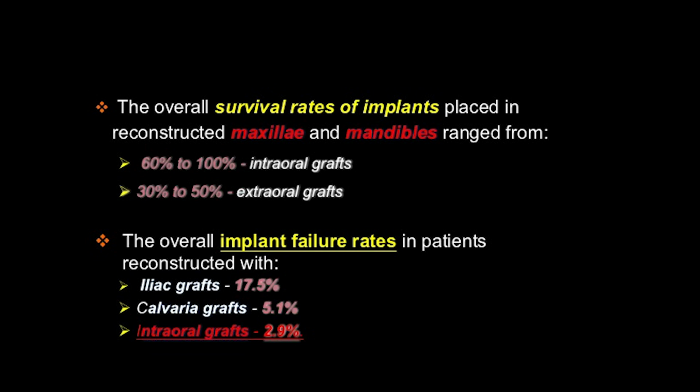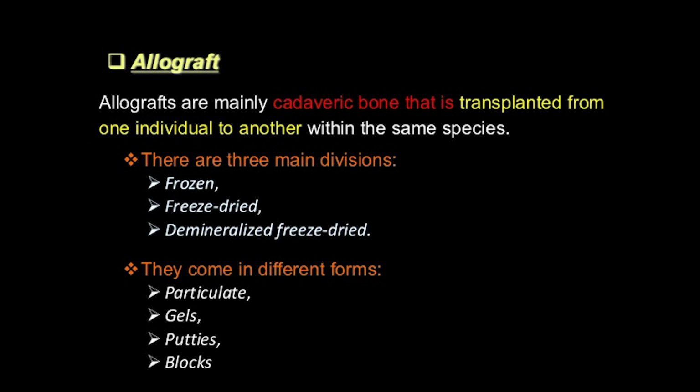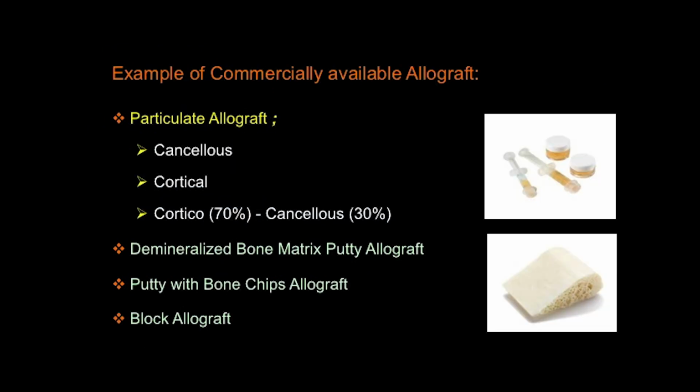So this is with regard to autograft. Let's talk about the allograft. Allografts are mainly from cadavers, and it's transplanted from one individual to the other within the same species. There are three main divisions: frozen, freeze-dried, or demineralized freeze-dried. They come in different forms: particulate, gel, putty, or block. So examples of commercially available allografts: particulate allograft comes in three forms.